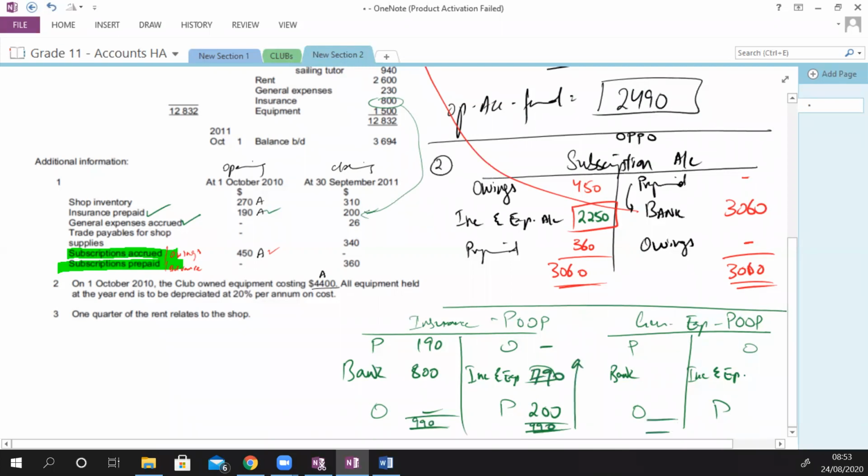ठीक है। जनरल एक्सपेंसेस में accrued था, वो भी closing accrued था। Opening accrual कुछ भी नहीं था। General expenses paid from the bank was 230. ये रहा general expenses paid from the bank. So charge to income and expenditure account will be 256. ठीक है। This was step number 3.